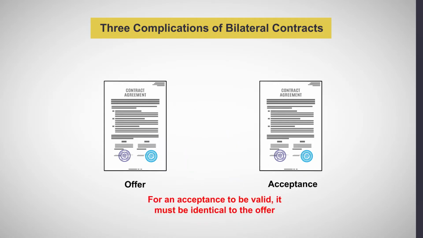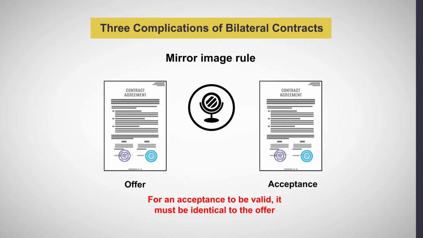For an acceptance to be valid, it generally must be identical to the offer. This is commonly referred to as the mirror image rule. If the acceptance is not a mirror image of the offer, it is considered a rejection and a counteroffer that can be accepted by the original offeror.